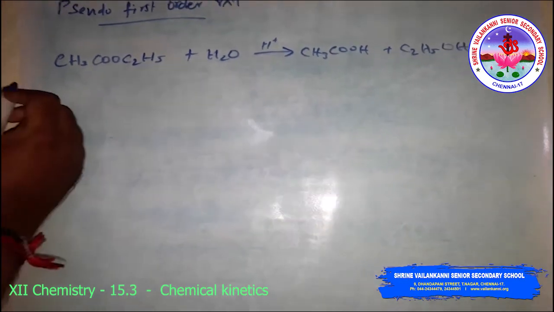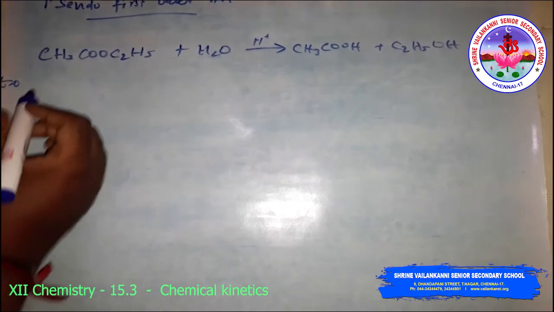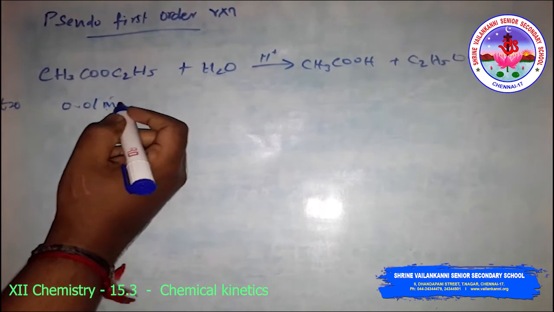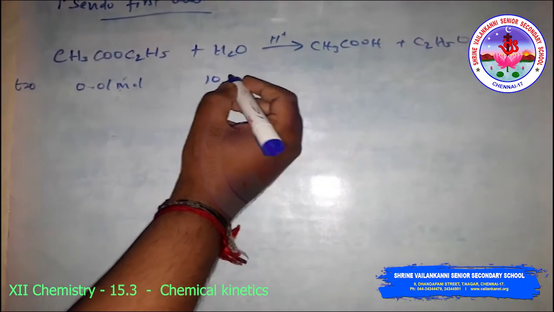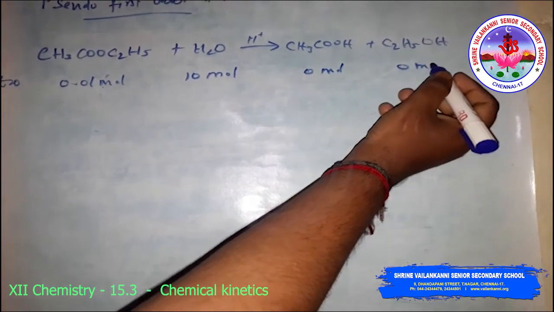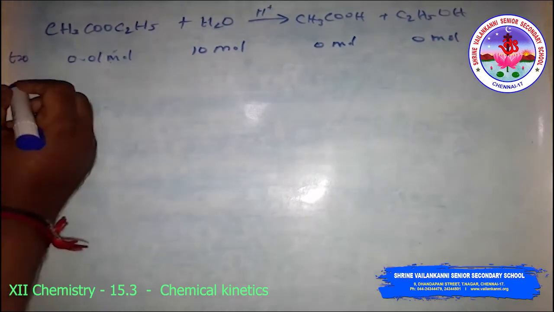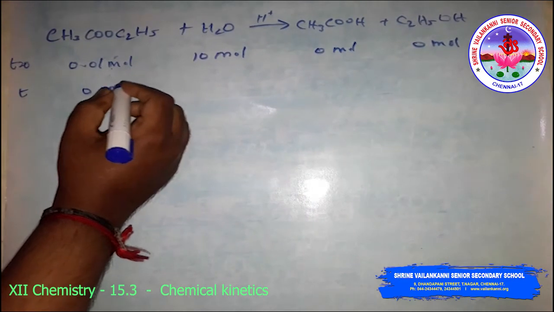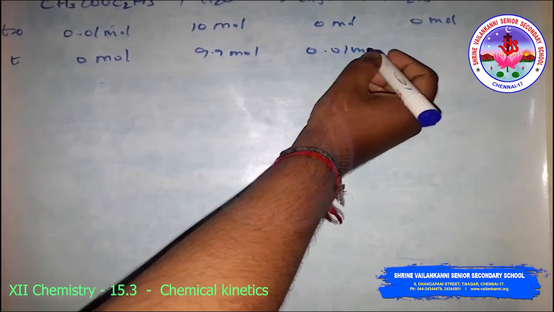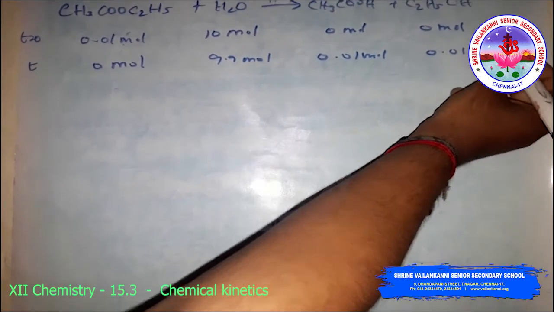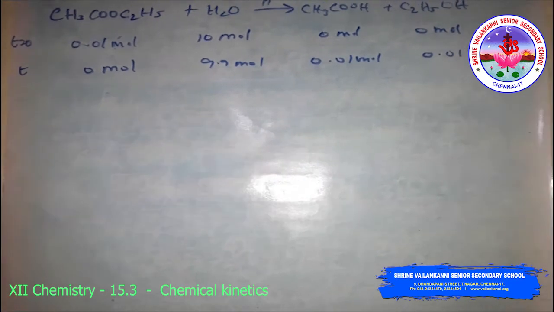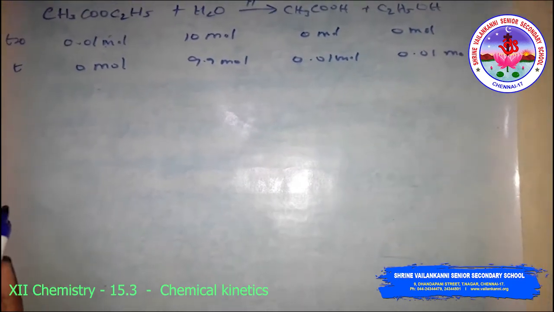Amounts of the various constituents at the beginning, t equal to 0, and at completion, time t, are as follows. When t is equal to 0, the ethyl acetate is 0.01 mole, the water is in large excess, 10 mole, and the acetic acid and ethanol are 0 mole. At time t, the ethyl acetate will be 0, the water 9.9 mole, and the acetic acid and ethanol 0.01 mole each. So in this hydrolysis, water is in large excess, so the concentration of water does not get altered much during the course of the reaction.